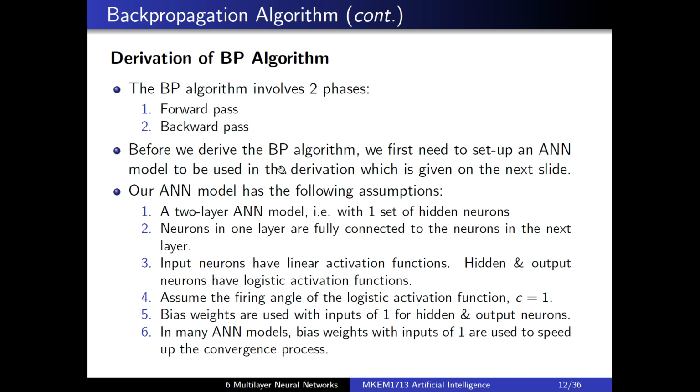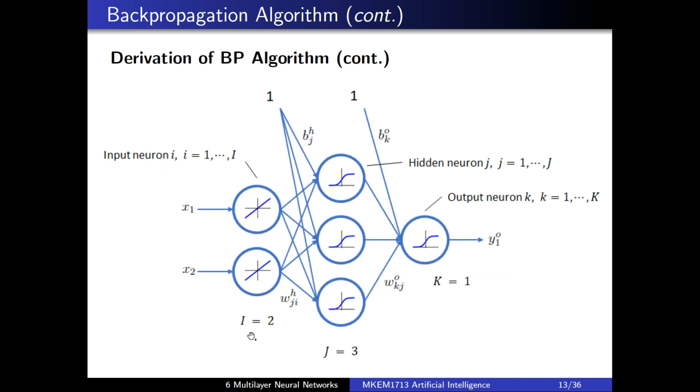Before we derive the backpropagation algorithm, we first need to set up an artificial neural network model to be used in the derivation, which is given on the next slide. So this is our artificial neural network model for which we want to derive the backpropagation algorithm to adjust the weights and the biases. We have to set up first so that our derivation is clear.